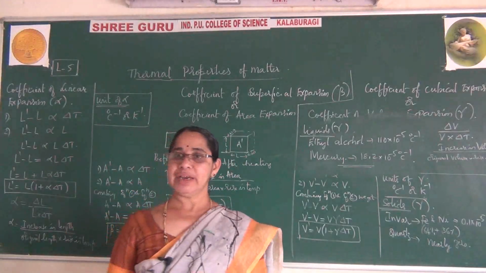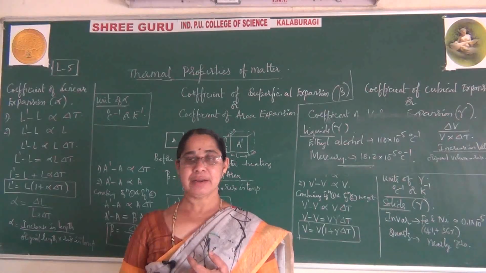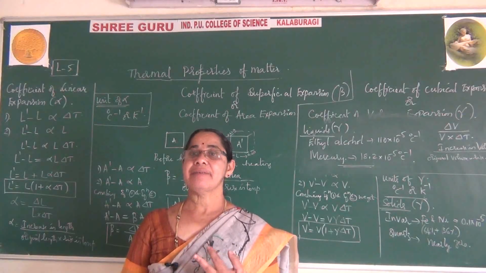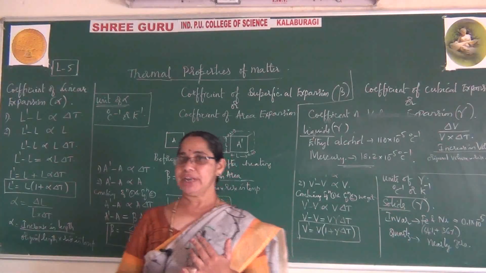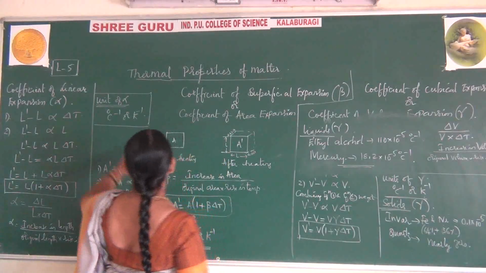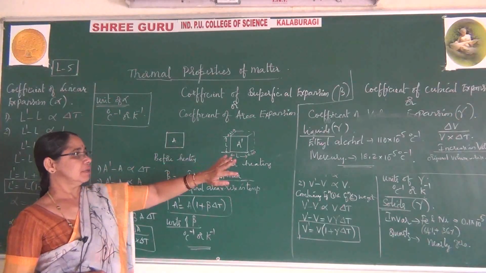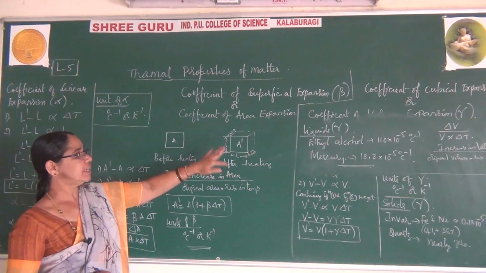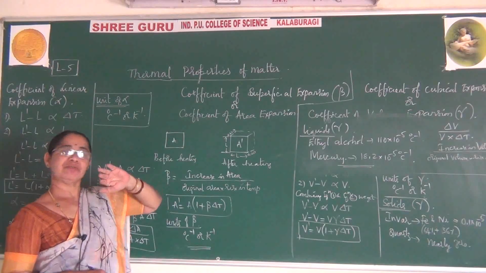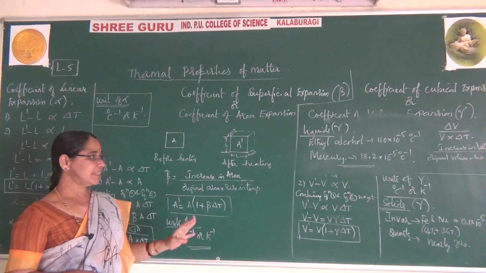In that also we have learnt the definition of alpha, beta and gamma, and all the 3 have the same units, where you can observe the units are the same, per degree centigrade or per Kelvin, for all the 3, for both superficial as well as cubical expansion. For all the 3 you have the same units, and the same definition will be there.